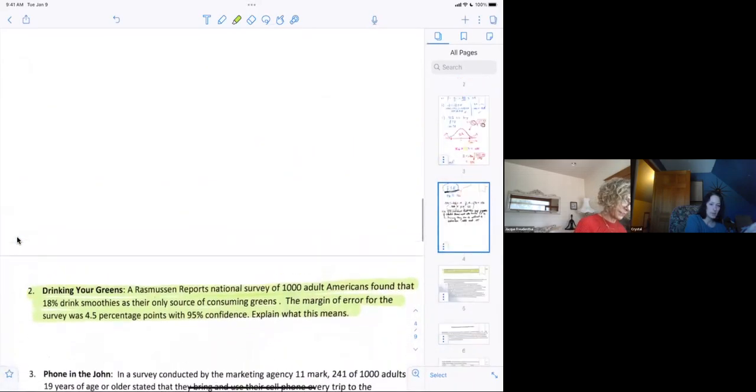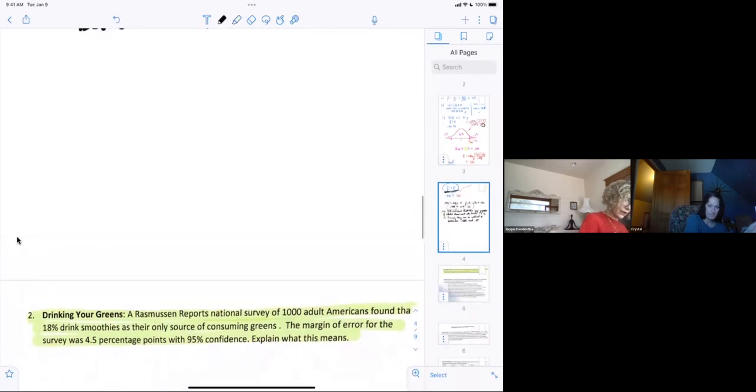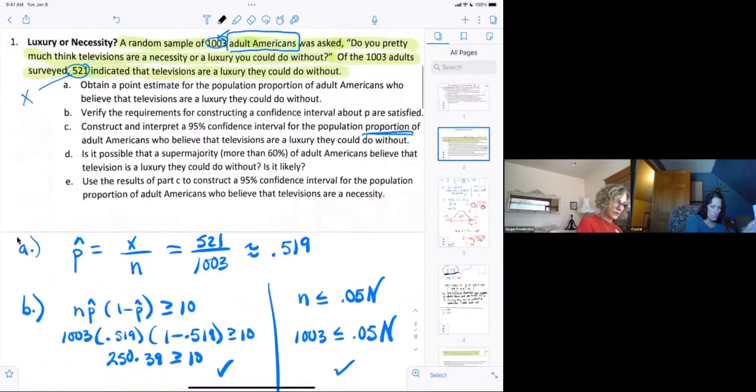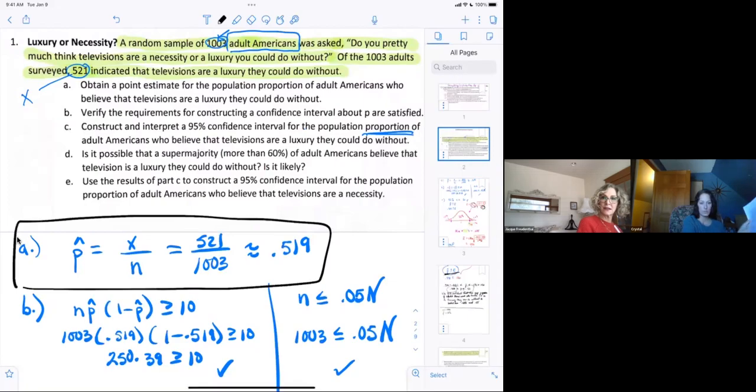I'll just do it up here. I'm going to write above that paragraph just because that's where I have the space. So we know that n is 1,000. Sample size is 1,000. We know that p hat is 18%. So like we did before up here, we had to actually calculate our point estimate, given number of successes over the sample size.